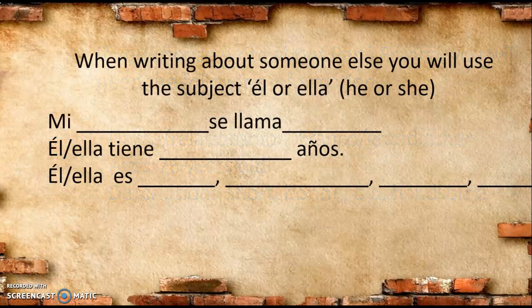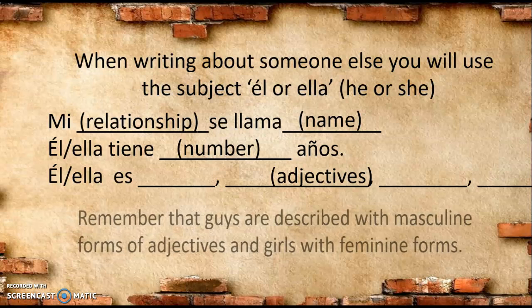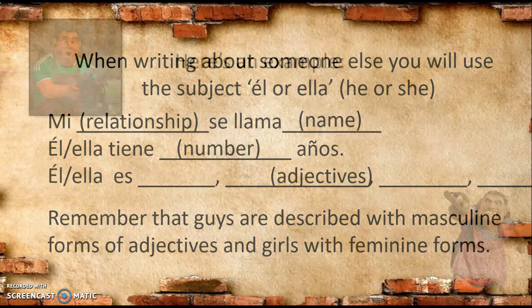When writing about someone else, you'll use the subject él or ella, he or she. For example, me, relationship, that would be like mi abuelo se llama Franco. Él tiene 76 años. Él es guapo, bajo, aburrido, etc. Keep in mind that when you're describing guys, you're going to use masculine forms of the adjectives, and for girls, you'll need to use feminine forms.